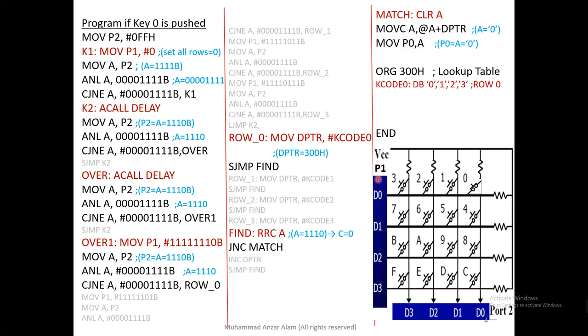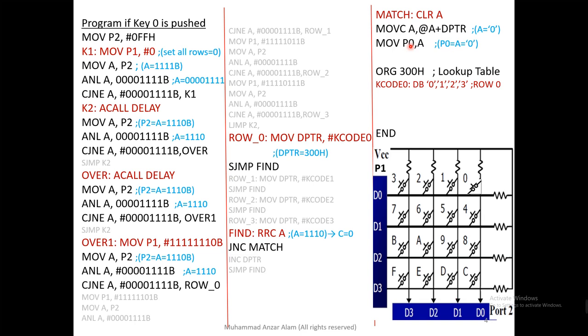We have not port 1, this is port 1, this is port 2. So port 0 is another port, and we just want to save which key number it is. So we found the key number is 0. So this value will be moved to port 0. So now we identify which key is this one.